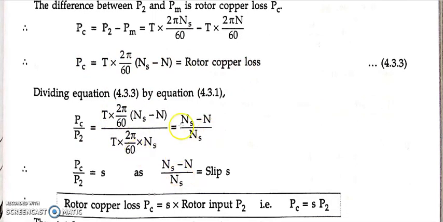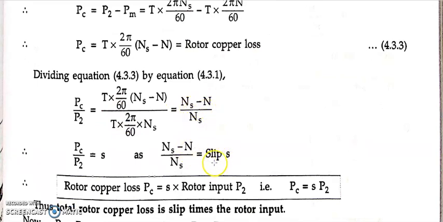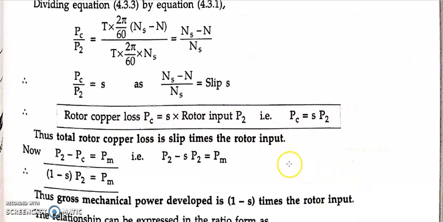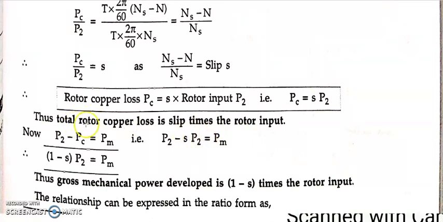After doing so, what am I going to get? Ns minus n by ns. After cancelling T 2 pi by 60, this gets cancelled. Ns minus n by ns. So we know that ns minus n by ns is slip, which we already discussed. So PC by P2 equals slip. So what I can write here is rotor copper loss PC is equal to slip times rotor input P2. Yes or not? Slip times rotor input: PC is equal to S times P2. Okay. So total rotor copper loss is slip times rotor input.